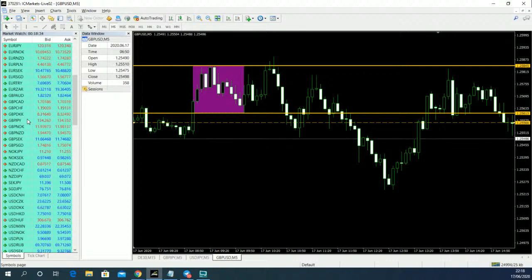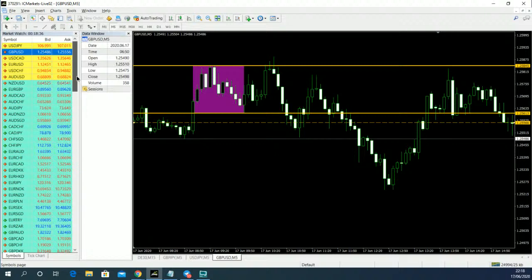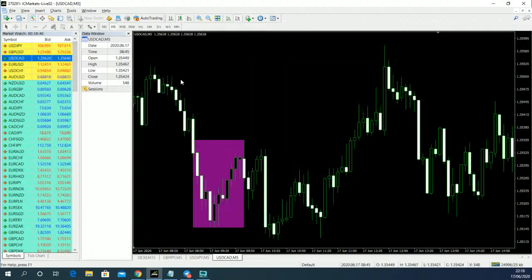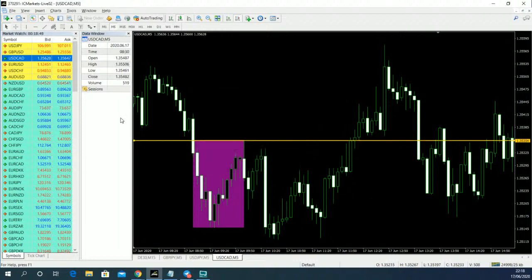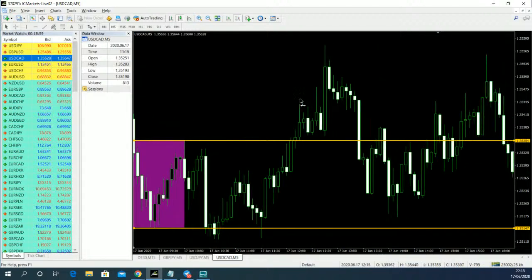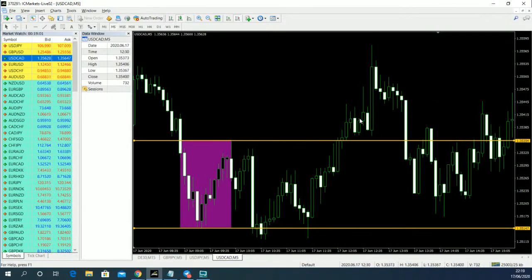Okay, let me see if we can find an example of that. What about USD CAD? Let's see if this USD CAD will give us an example of when you get into the market and it changes on you instantly, because this strategy is not a 100% winning rate. Not at all. Not in a million chance. Okay, let's take this as an example. This is a good example here.